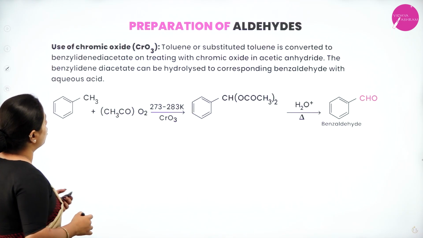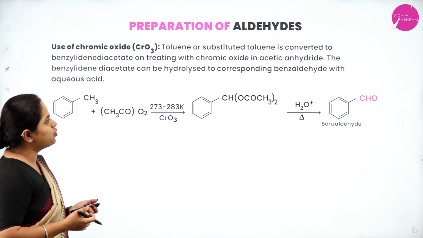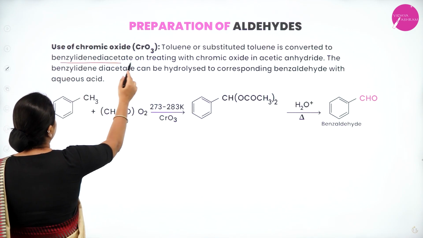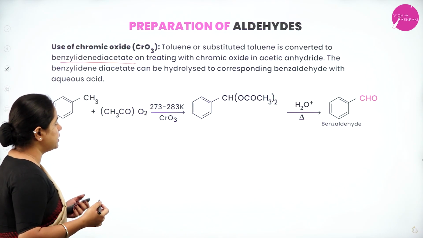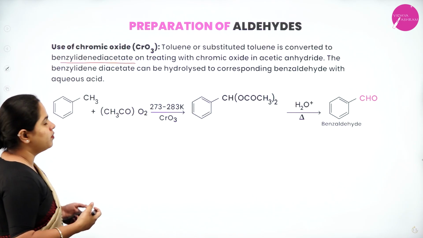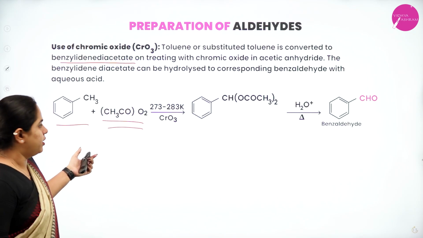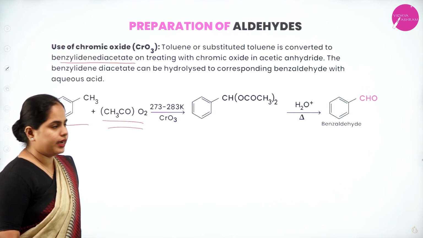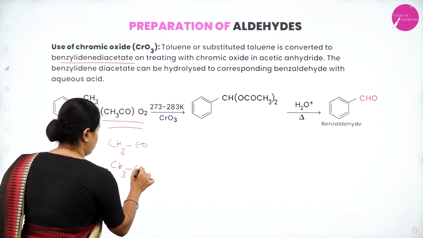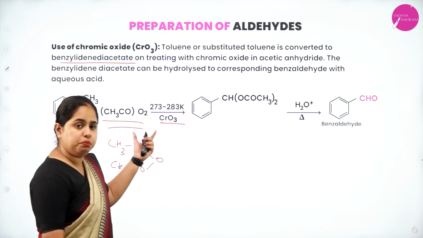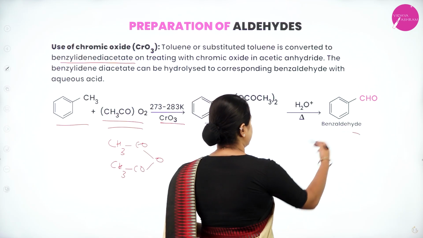The next method is using chromic oxide, CrO3. That was chromyl chloride, this is chromic oxide. Toluene or substituted toluene is converted to benzylidene diacetate on treating with chromic oxide in acetic anhydride. The benzylidene diacetate can be hydrolyzed to the corresponding benzaldehyde with aqueous acid. So this is again toluene which we are taking, to which we add acetic anhydride. What is acetic anhydride? (CH3CO)2O, in the presence of chromic oxide. Again you get a chromium complex, and then on hydrolysis you get benzaldehyde.